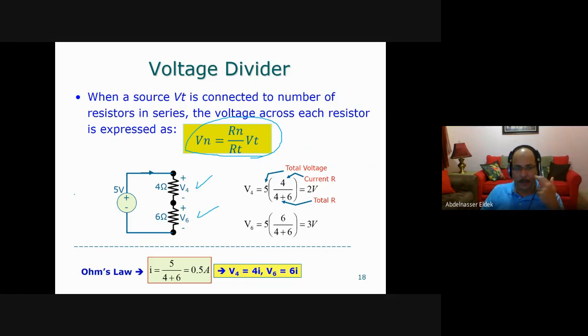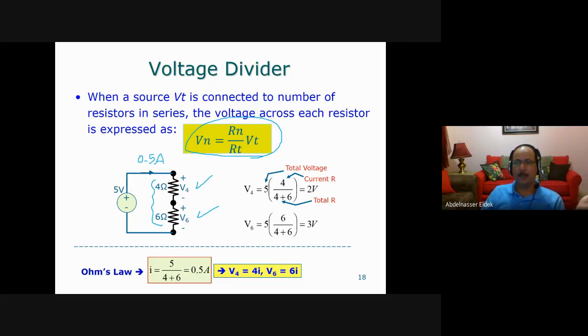And you can use Ohm's law. If you want to apply Ohm's law here, you can, because here you can calculate the current. What's the current here? The current is 5 volt divided by 10 ohm. The total resistance is 10. So the current is what? 5 divided by 10 is 0.5 ampere. The current is 0.5 ampere.